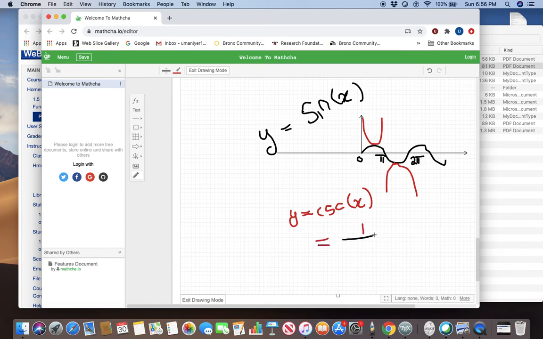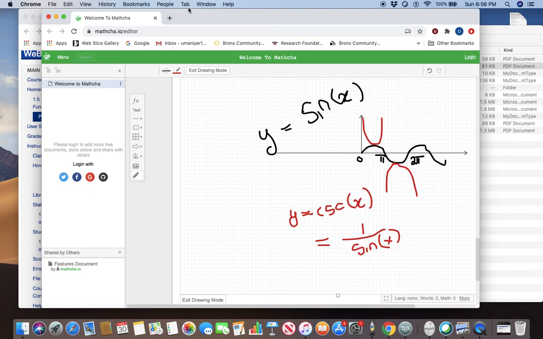So when sine is 0, cosecant goes to infinity, but if sine is positive, cosecant is positive. If sine is negative, cosecant is negative. So that's why this bump converts to a positive growth there, and this dip below 0 gives a negative.